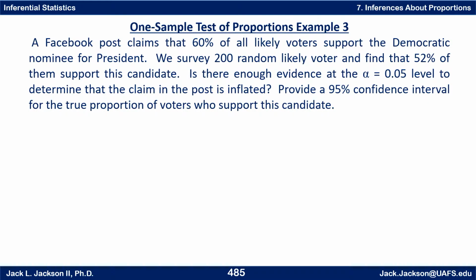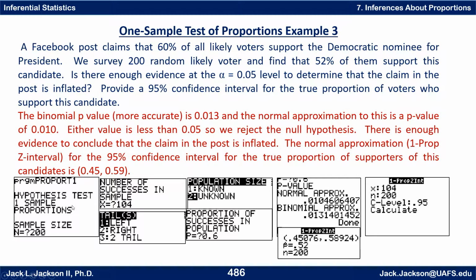So it's a test of proportions, so we want our proportion 1 program. It's a hypothesis test for one sample proportions. The sample size is 200. The number of successes in the sample is 104. How do we find that? Well, that's 52% of 200, 0.52 times 200. Probably want to do that ahead of time.